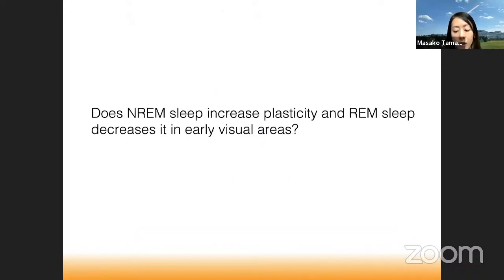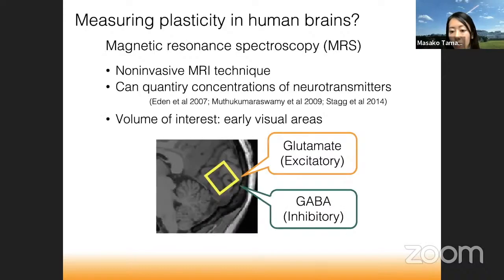Okay, so our next question was, does non-REM sleep increase plasticity and REM sleep decrease it in early visual areas? What we wanted to measure was the degree of plasticity of the human brain in vivo, and magnetic resonance spectroscopy, or MRS, was useful, so we decided to use this. MRS is a non-invasive imaging technique to quantify the amount of neurotransmitters, including the excitatory neurotransmitter glutamate and the inhibitory neurotransmitter GABA. The volume of interest was early visual areas.